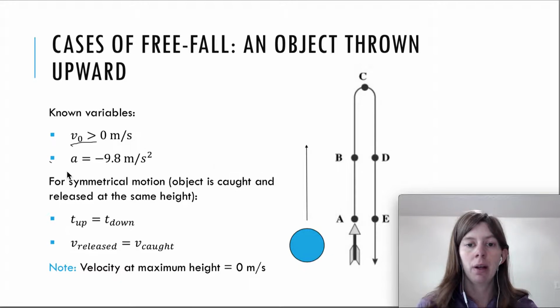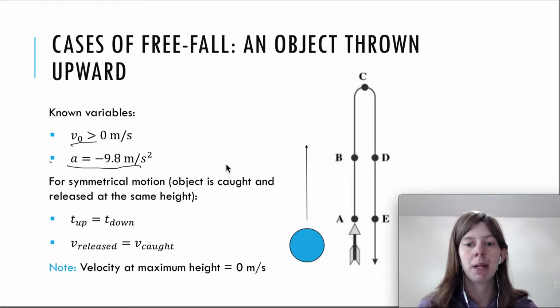Now, it is very similar to the object being dropped case though, because the acceleration is still negative 9.8 meters per second squared. Anytime you're in free fall, it doesn't matter if the object is going up or down, your acceleration will still be negative.